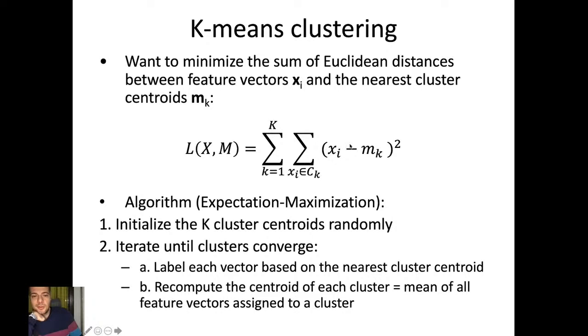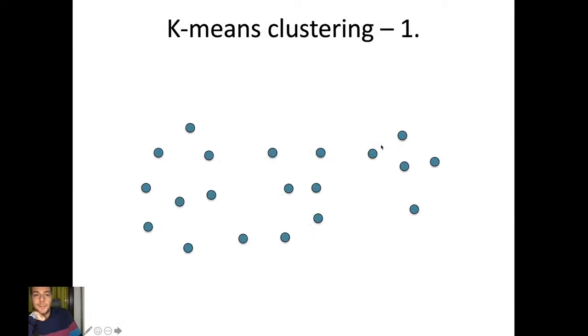So the distance between cluster centroid and the data sample. So in the end, what we obtain is each data point is closest to its nearest cluster centroid. So the algorithm looks something like this.